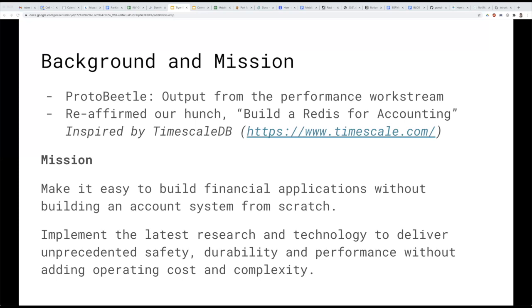And when the performance workstream first started, Don and Joran were heavily involved, and they decided to throw together TigerBeetle to test out some assumptions that they had based on their early analysis of what was happening within Moduloop, and that reaffirmed our hunch that there was something there.